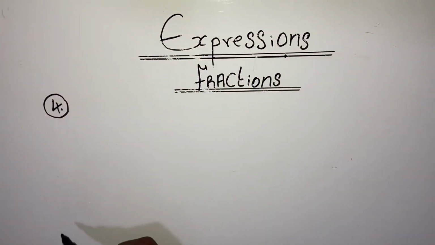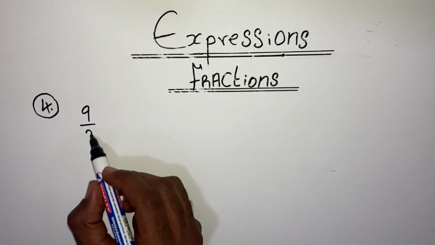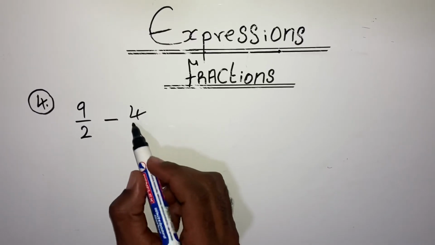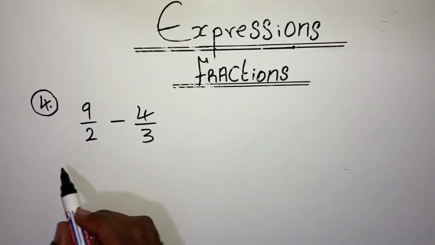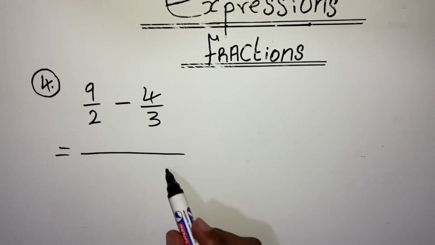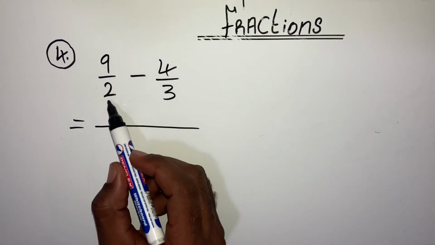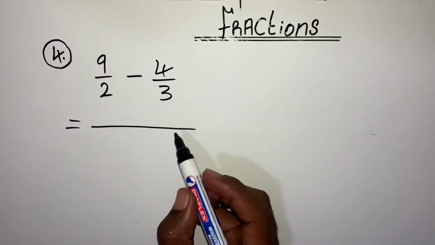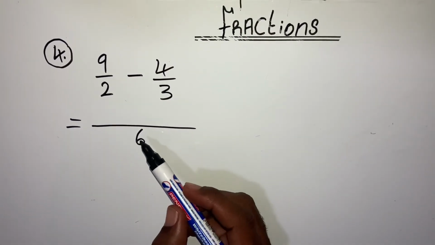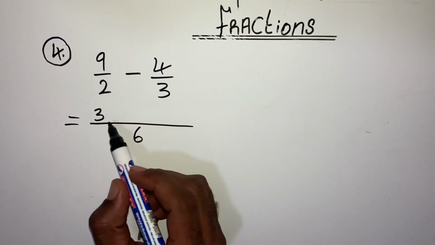This is our fourth sum, which is 9 all over 2 minus 4 over 3. Then from here we're going to find the LCD, where we multiply 2 times 3, we get 6. Then we go on to say 6 divided by 2, we get 3.